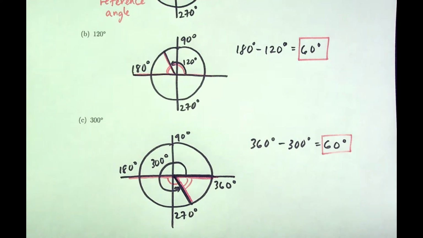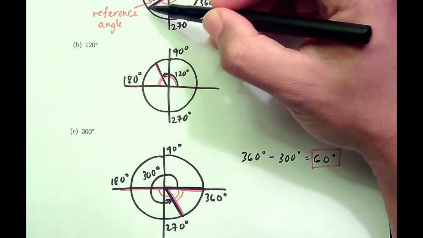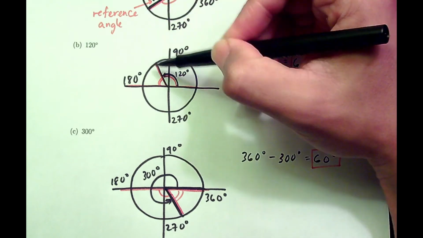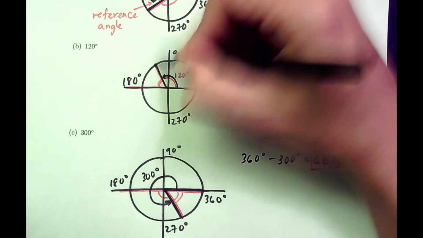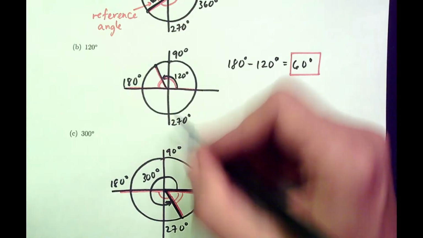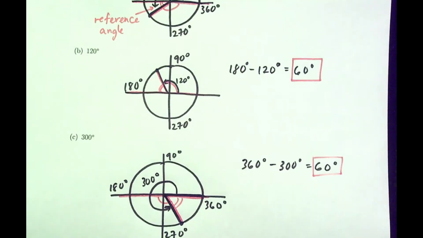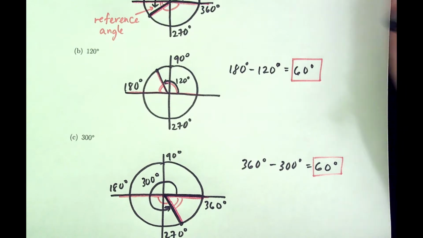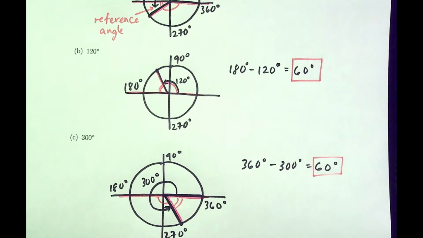All right, so what's the point of finding the reference angle? Well, the point is that if you have an angle that is in a quadrant other than the first one, then you can use the reference angle to figure out the coordinates of the corresponding point on the unit circle for that angle. How? By referring to the reference angle. That's why it's called the reference angle. Okay, so let's do some applications of that.